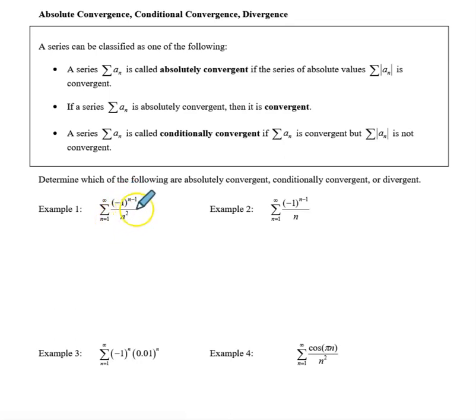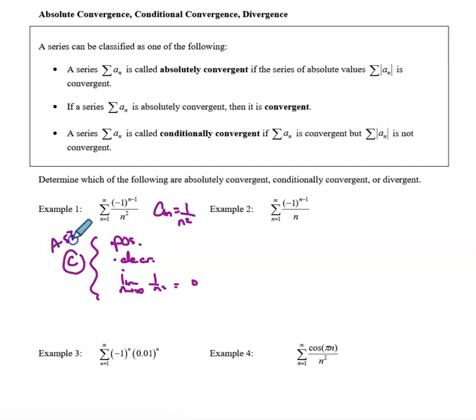Here we have an alternating series. We know from a prior page earlier in today's lesson that this alternating series converges because the underlying series is a sub n equals 1 over n squared. This series has positive terms. It is decreasing as n goes to infinity, and the limit of the series as n approaches infinity is equal to 0. So by the alternating series test, this series converges.